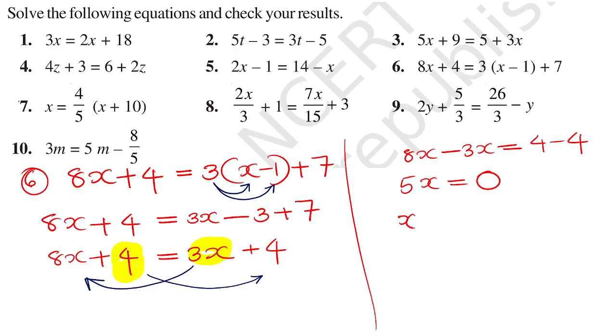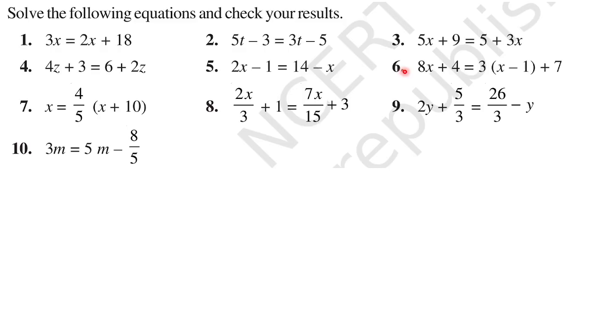Or if you want to write it in one step, write it: 5 is under multiplication, so when transferred it becomes divided by 5. 0 by any number will be 0. You have studied this in the lower classes. So x equal to 0 is the answer.